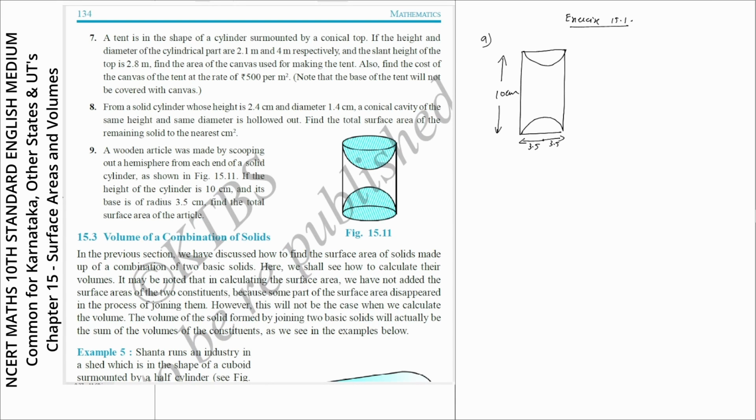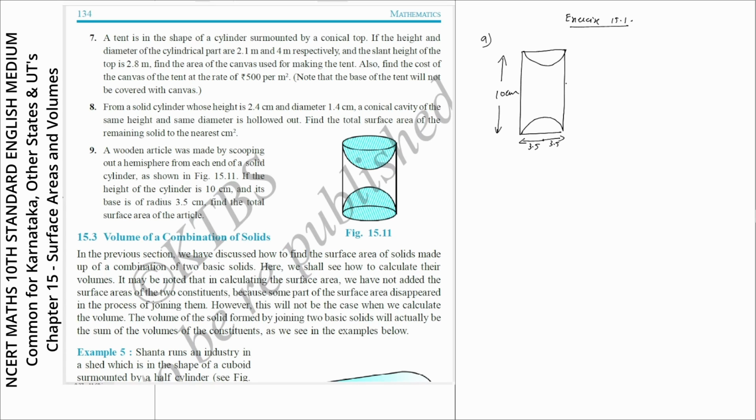Exercise 15.1, question number 9. A wooden article was made by scooping out a hemisphere from each end of a solid cylinder as shown in figure 15.11. If the height of the cylinder is 10 cm and its base is of radius 3.5 cm, find the total surface area of the article. So this is a very simple problem. Total surface area I should find.